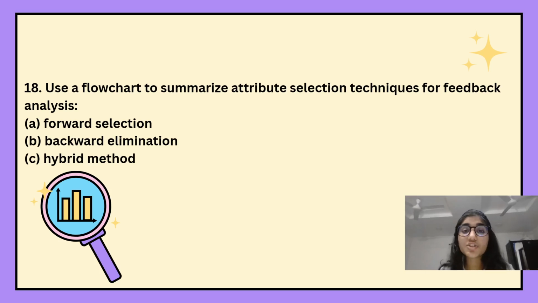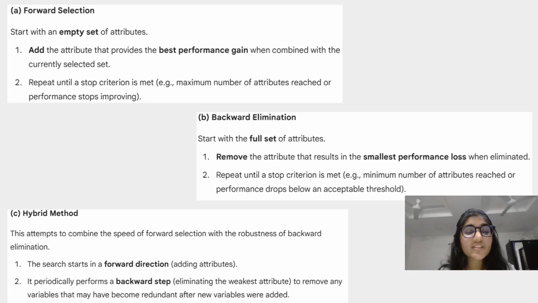Now moving on to the last question of part C, that is the 18th question. The 18th question is: use a flowchart to summarize attribute selection techniques for feedback analysis. A is forward selection, B is backward elimination, C is hybrid method. In forward selection, start with an empty set of attributes. Add the attribute that provides the best performance gain when combined with the currently selected set. Then repeat until a stop criterion is met. Example: maximum number of attributes reached or performance stops improving.